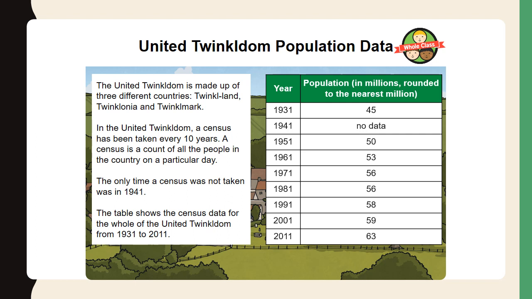The table shows the census data for the whole of the United Twinkledom from 1931 to 2011. So you can see in 1931 the population was 45 million. In 1941 we don't know what the population was. But in 1951 the census showed that there were 50 million people living in Twinkledom, and so on and so forth.